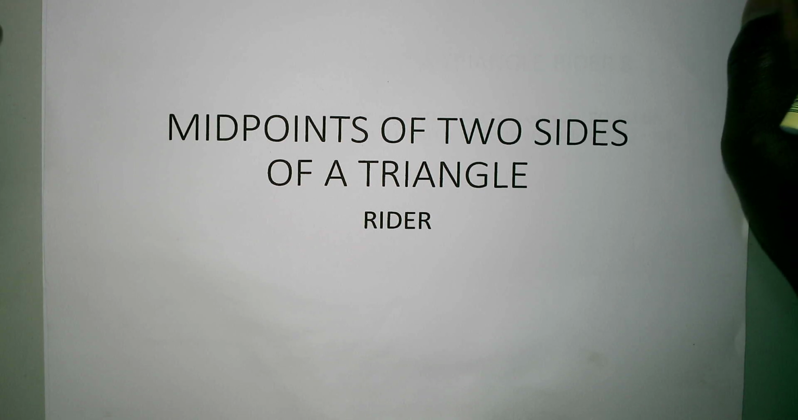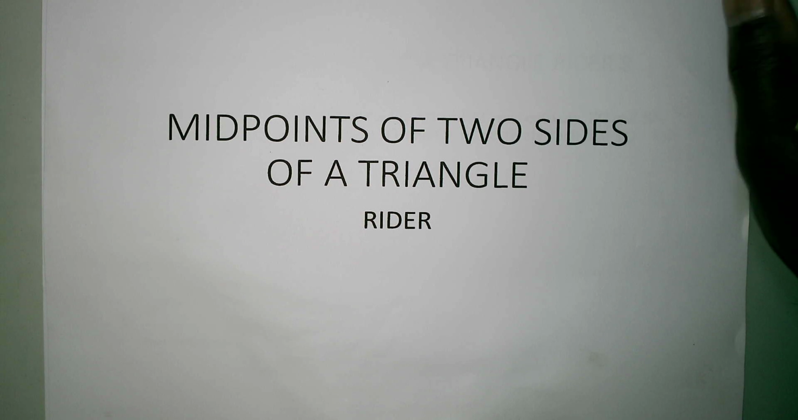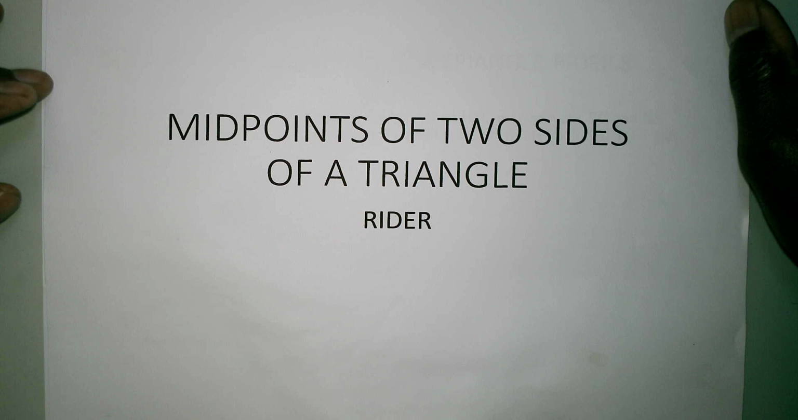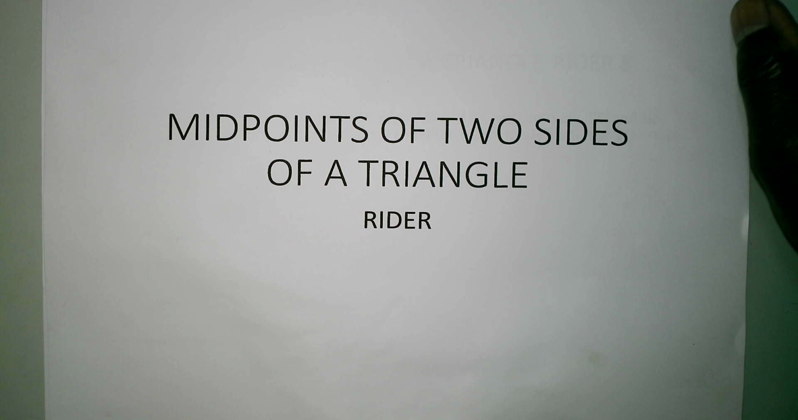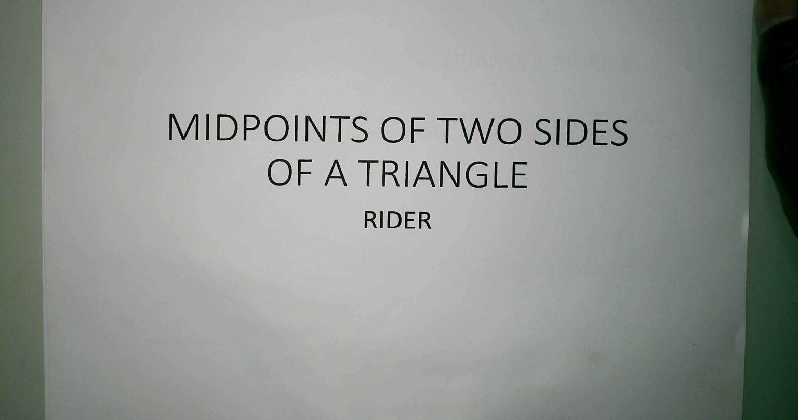In the previous lessons, we were able to show that if a line joins two midpoints of two sides of a triangle, then it will be parallel to the third side of the triangle, and it will be equal to half of the third side. We have done it through investigation. We also did it through deductive proof.